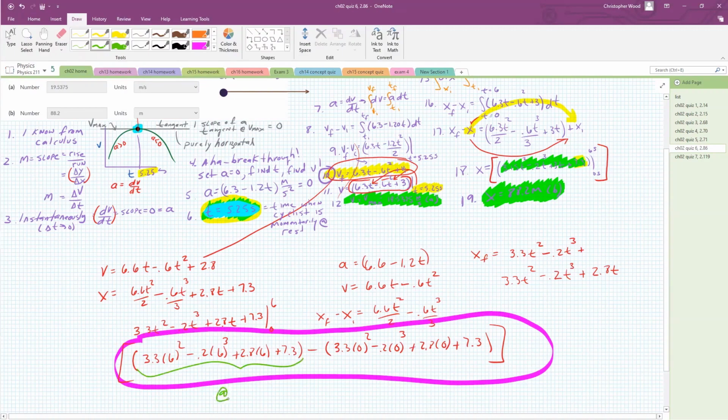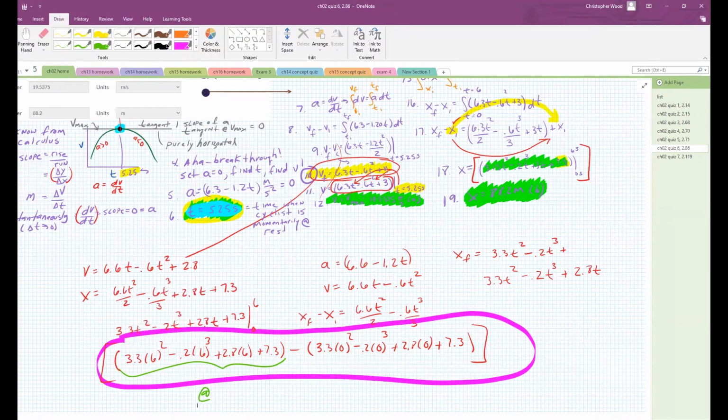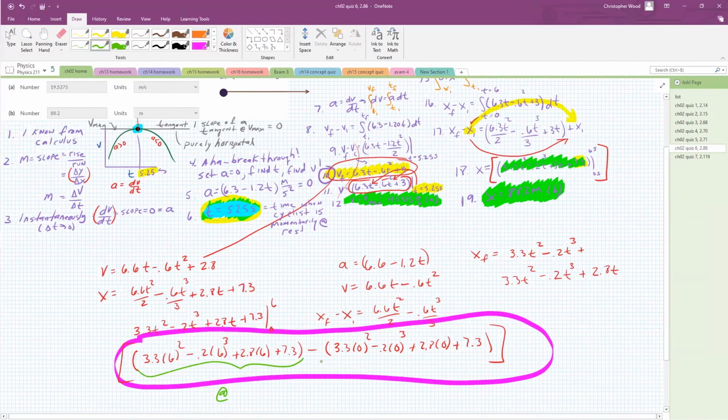Let me guess, did you take calculus before? Yeah, it's been a decade. Okay, that's fine. The bottom line is you do have the prerequisite. So this is at t equals 6 seconds, and this is at t equals 0 seconds. So it's the whole function at 6 seconds minus the whole function at 0 seconds. Thank you. Yep.